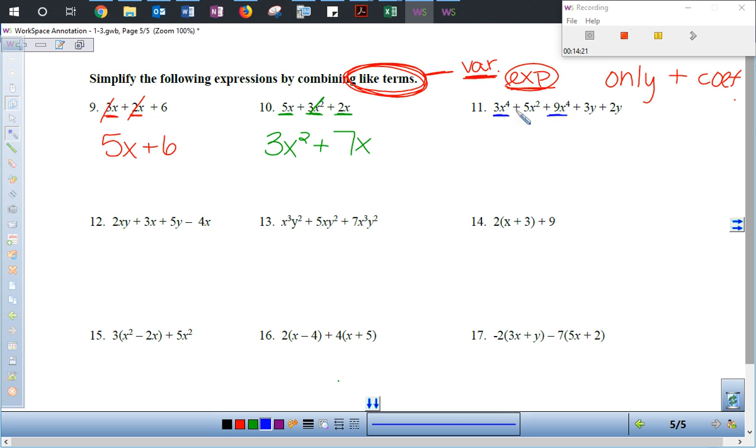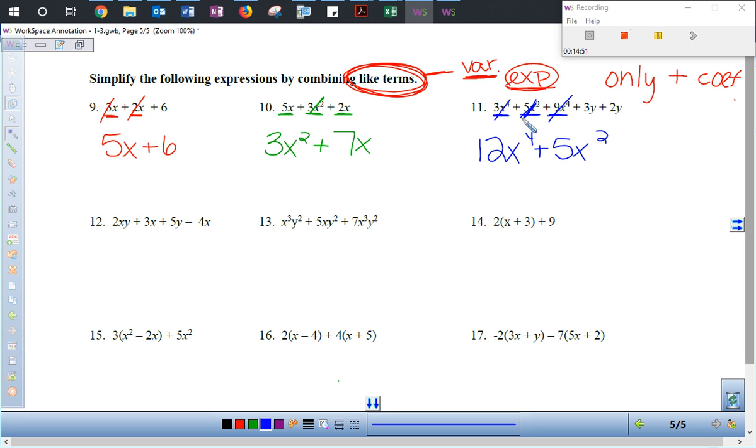So I can add these two terms together, only the coefficients. So 9 plus 3 is 12, and bring down the x to the fourth, and then I'm going to cross them off. The next highest exponent that I see is an x squared. So I'm going to see if I have any other x squareds left that I can add them to, and I do not. So I'm going to bring this 5x squared straight on down. I don't have to do anything to it.